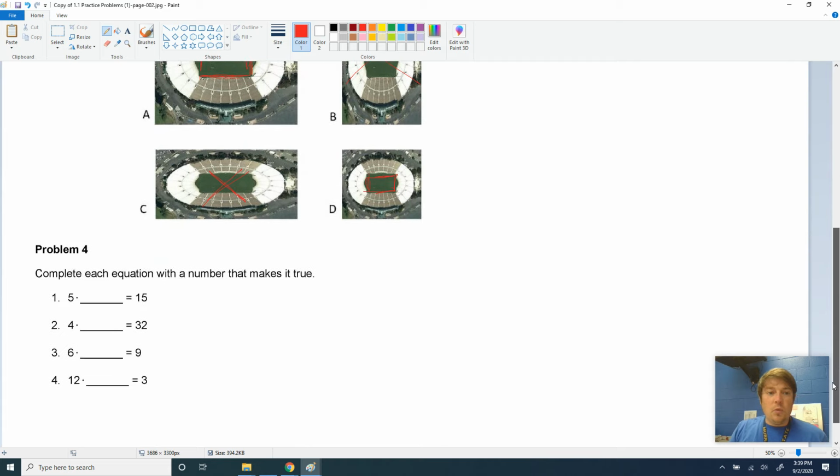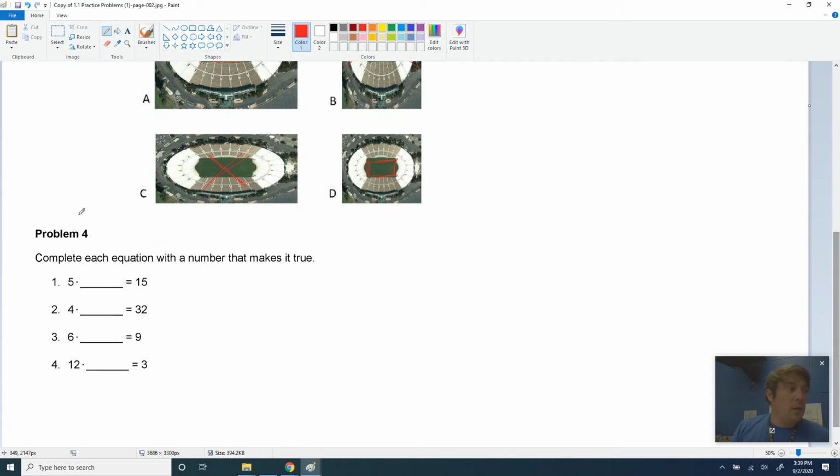Let's go on to number 4. This is a big concept that's going to continue to come up in all the rest of the things that we do. Problem number 4, it wants you to complete the equation with a number that makes it true. Okay, so the first one's super easy. 5 times 3 is 15. The second one is super easy. 4 times 8 is 32.